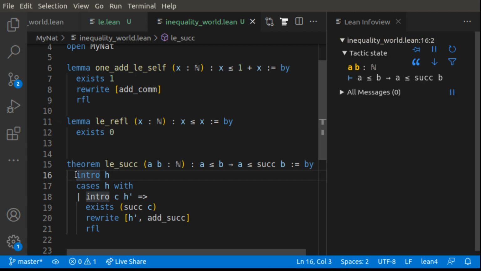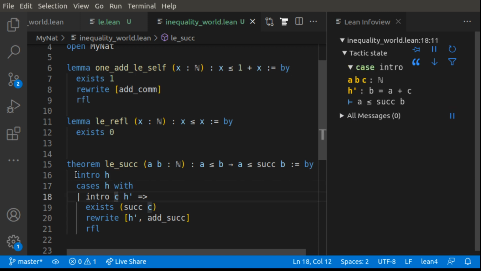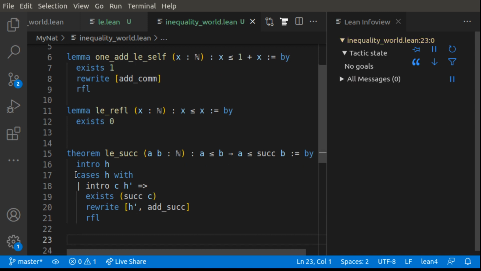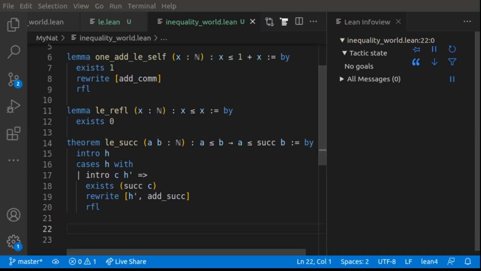Okay, so we intro H. We do cases on H with. So on there exists we can do cases, and we get our existential quantifier that we name C, and then we have our H prime. And now with that we can just say that okay, we'll use successor of C, because that's from C to successor of C, to get A is less than successor of B, which is what we want. And then we can just use our regular proofs and lemmas to finish our proof. Nice, that's less than successor. A nice little theorem.